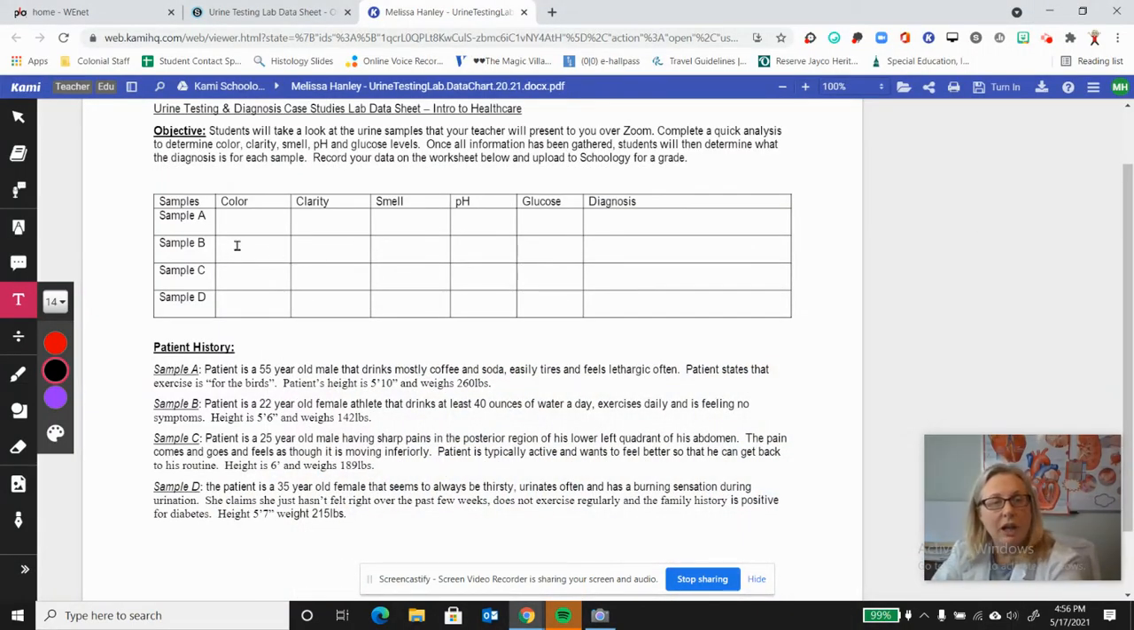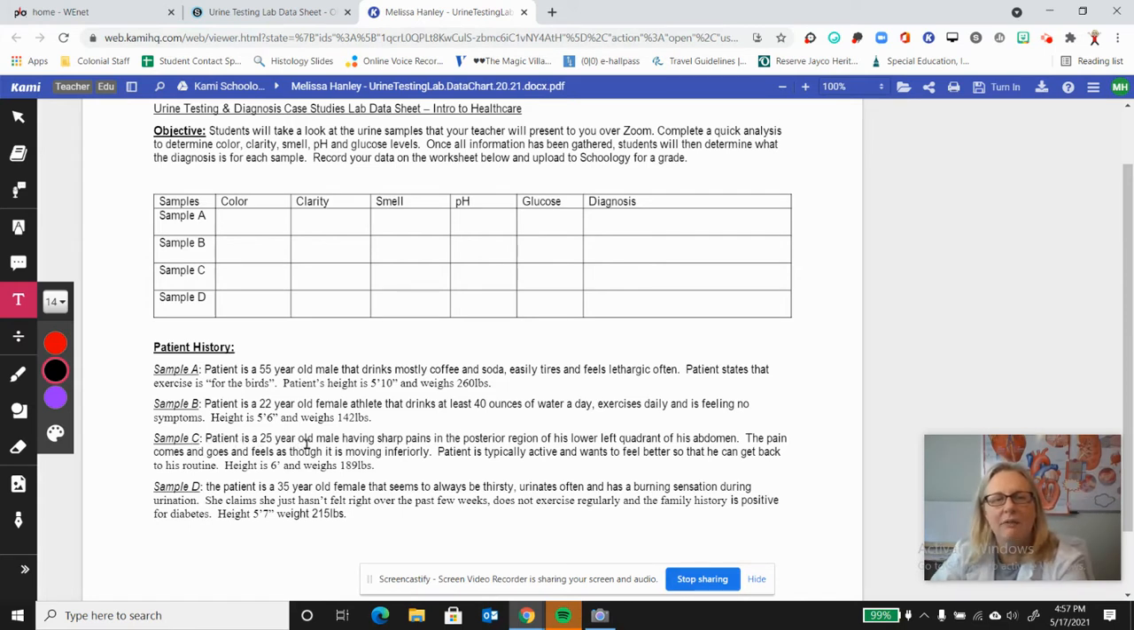So you should have written the color for sample B, the clarity, the smell was very little, the pH, and the glucose. Then you're going to take a moment and write your diagnosis. If you need a moment to stop, go ahead and pause the video. We'll come back for sample 3 in a moment. And welcome back. Sample 3 is on the board here. Here we go. This is sample 3.